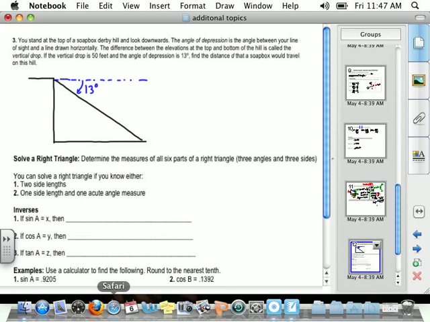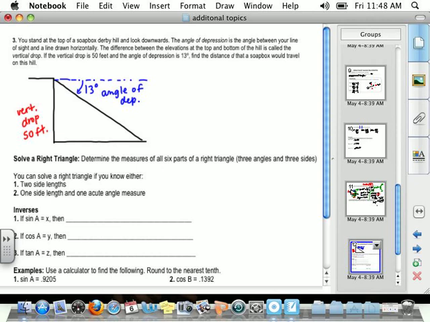So that angle of depression is 13 degrees. So this is the angle of depression. And the vertical drop is 50 feet. So the vertical drop is straight down. So that's 50 feet.